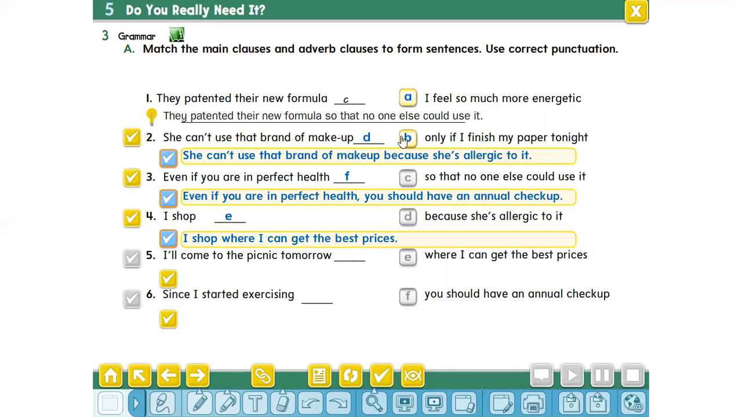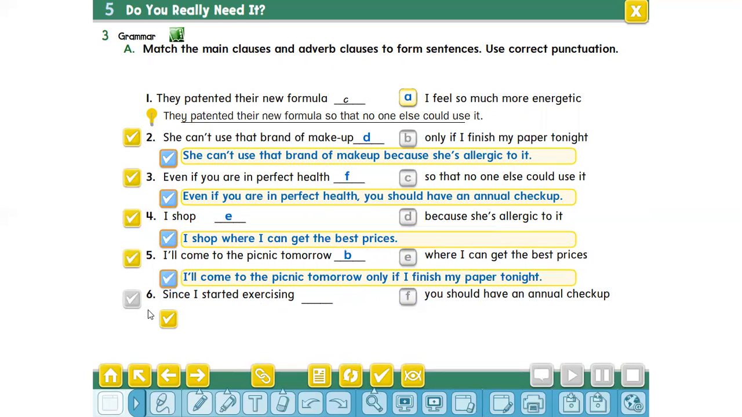Only if I finish my paper tonight. Here we don't use a comma because an adverb clause is at the end of the sentence. And we use only if because it gives information about condition.